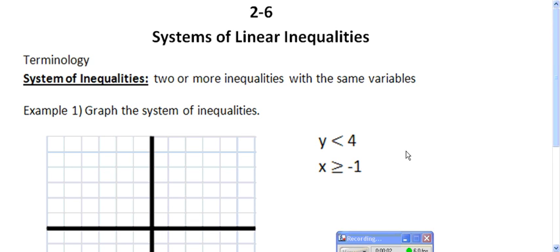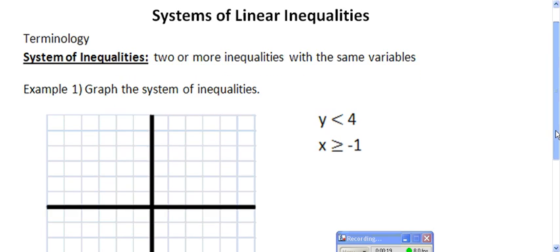2.6, lesson 20, systems of linear inequalities. Terminology is systems of inequalities. Basically, it's two or more inequalities with the same variables. So we will be graphing two inequalities. Yesterday we graphed one.